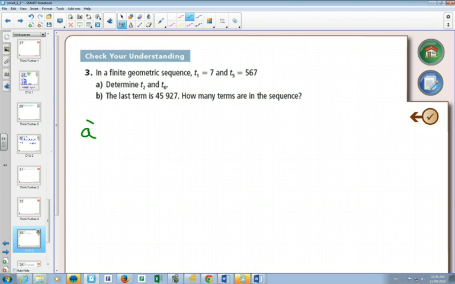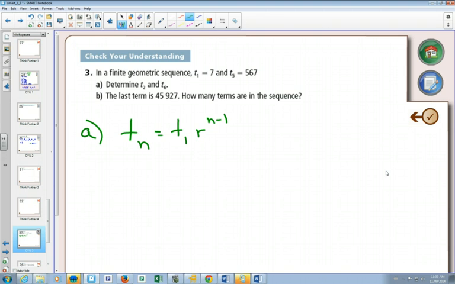So for part A, this is again similar to that question we did in arithmetic sequences. We don't know what the common ratio is yet, but we can use our formula to figure that out. Okay? Our formula says that Tn is equal to term 1, and then you have r to the n minus 1.